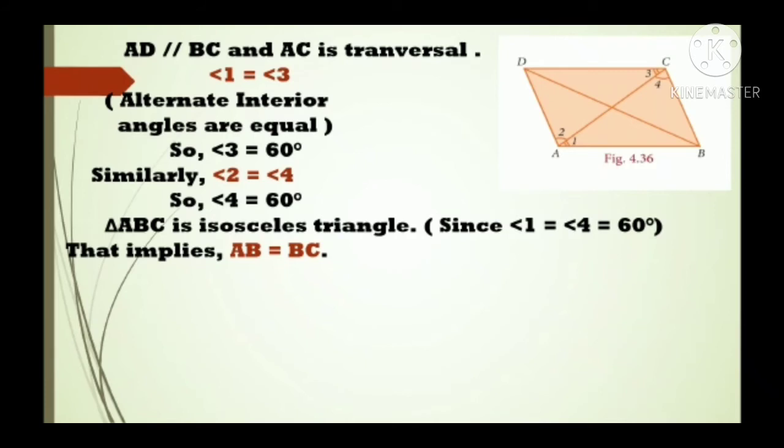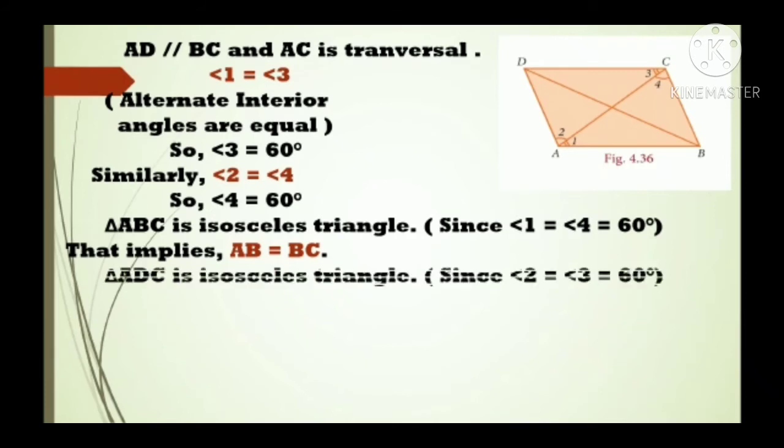Similarly, the other triangle ADC is an isosceles triangle. How can we say? Yes, in the same manner as previously, angle 2 and angle 3 are equal, isn't it? So ADC is an isosceles triangle.